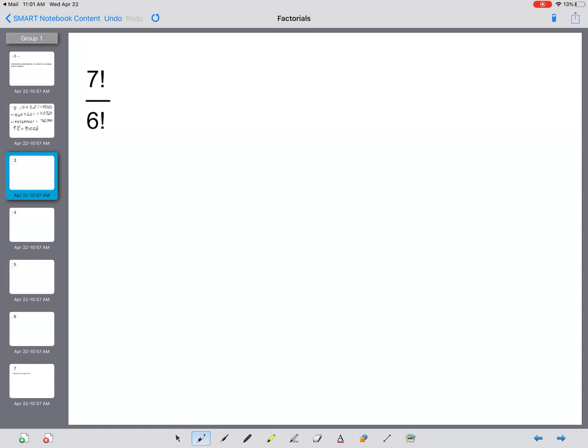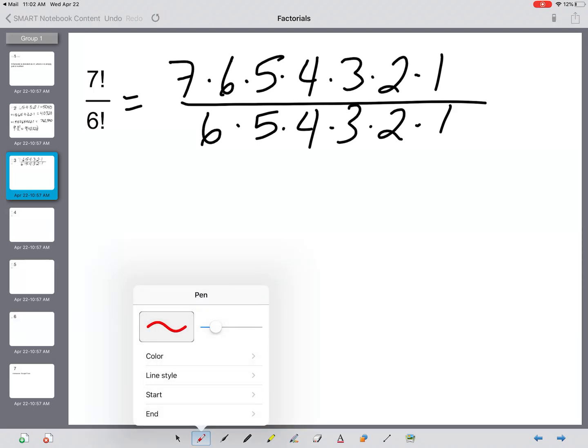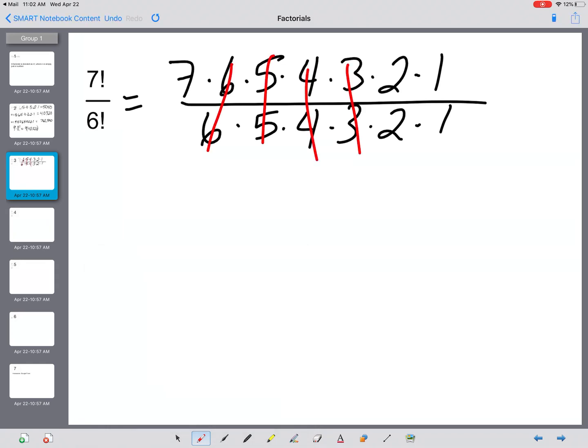I have 7 factorial divided by 6 factorial. What this tells me is 7 times 6 times 5 times 4 times 3 times 2 times 1 divided by 6 times 5 times 4 times 3 times 2 times 1. All I'm going to do here is start to cancel. My 6's cancel, my 5's cancel, my 4's cancel, my 3's cancel, my 2's cancel, my 1's cancel. So I'm left with 7. So 7 factorial divided by 6 factorial is simply 7.